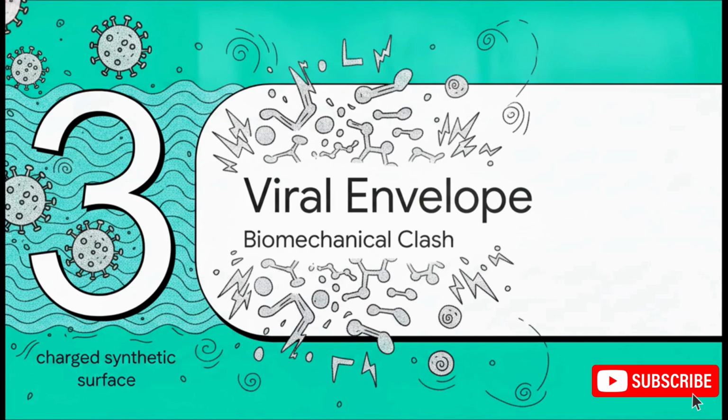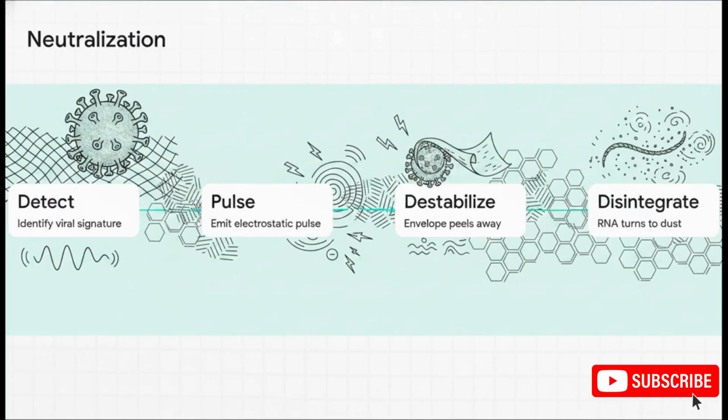Forget the cinematic explosions for a minute. We need to understand the precise biomechanics of what happens when a virion crashes into one of these highly charged synthetic polymer surfaces. It's an incredibly elegant sequence. First, the Nano-Shield detects the specific viral signature. Then, because the shield's surface is engineered with an active charge, it emits a localized electrostatic pulse. This pulse is brutal for the virus. It instantly destabilizes the lipid bilayer, essentially peeling the viral envelope right off.